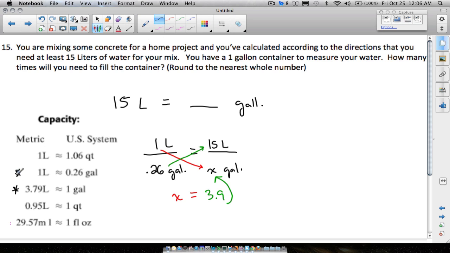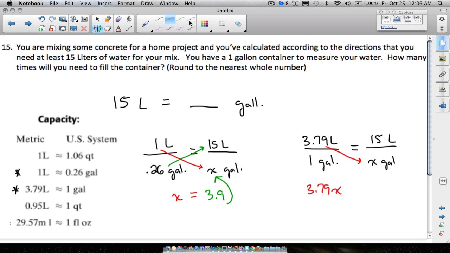So let's set up another proportion based on this second one here. How about 3.79 liters is the same thing as 1 gallon of gas? Let's set this equal to. We're still trying to solve the same proportion. So over here we have 15 liters over X gallons of gas. Notice I still have the liters at the top and the gallons at the bottom. If we cross multiply, we have 3.79 times X is 3.79X. Cross multiplying the other way, 1 times 15, that is equal to 15.